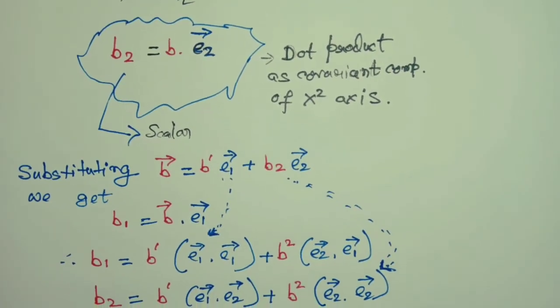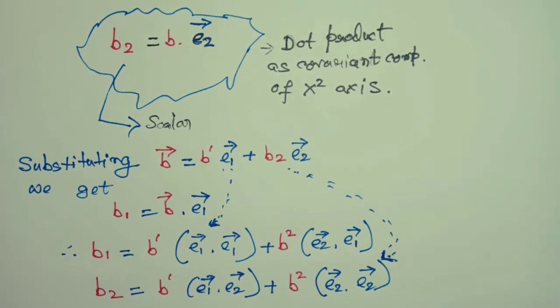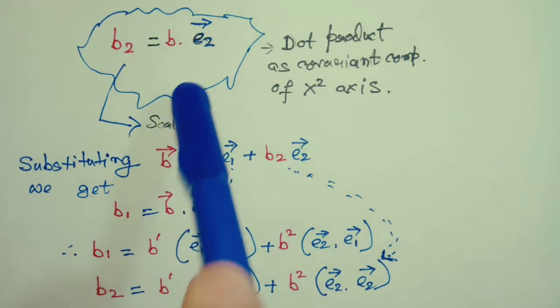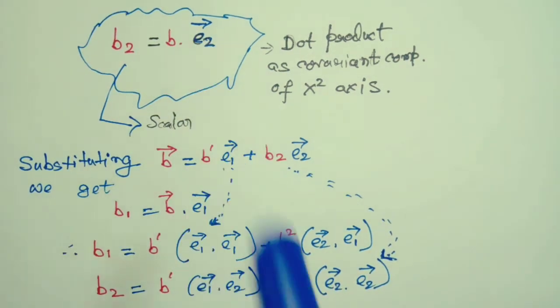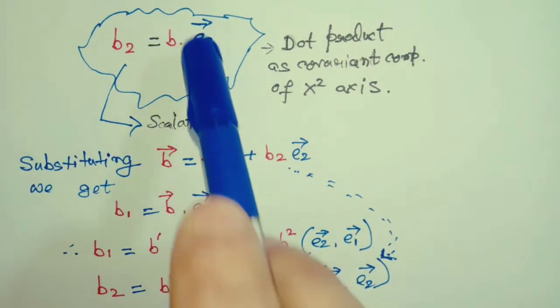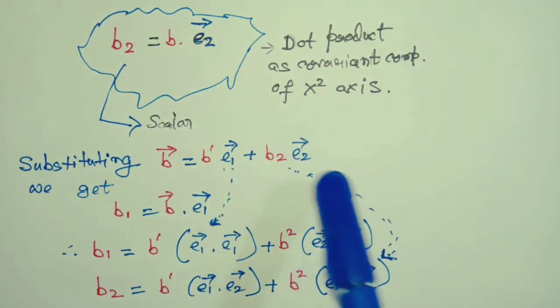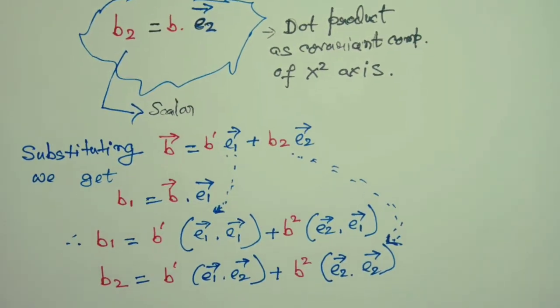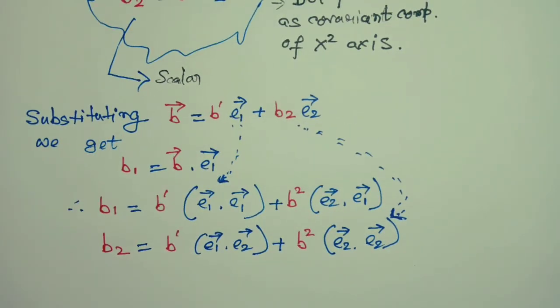Yes, now it is clear. So what we have got from B2, we are getting B prime E1 multiplied by E2 from this equation plus B2, and E2 remains the same, and this value is again substituted, so E2 multiplied by E2. So this is what we get from substituting the values.